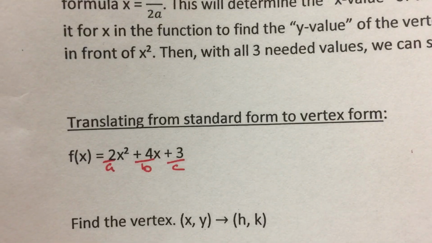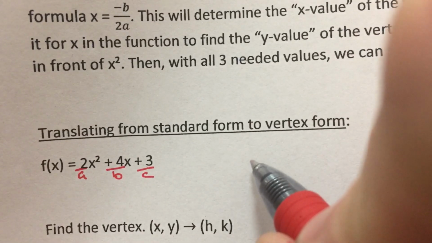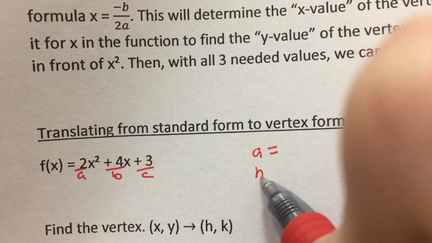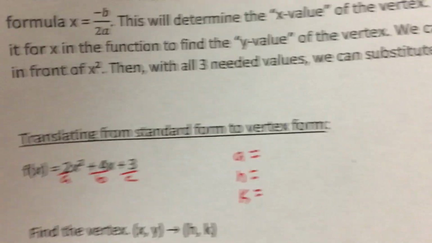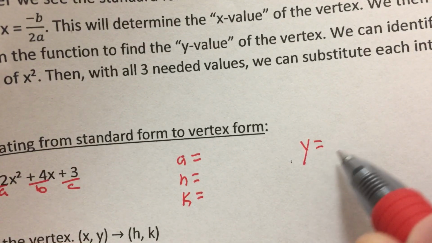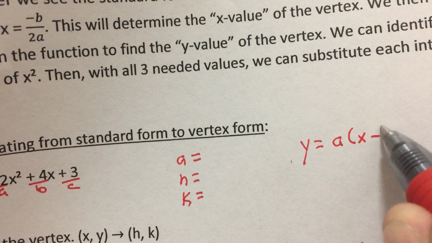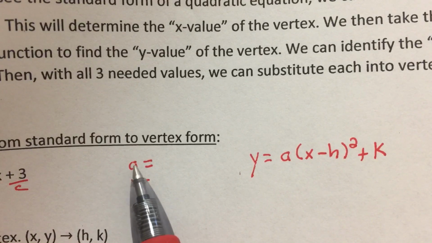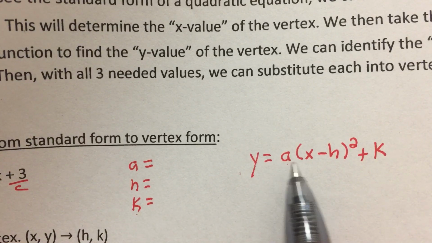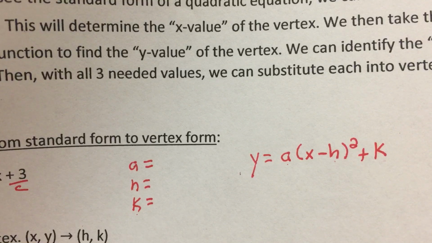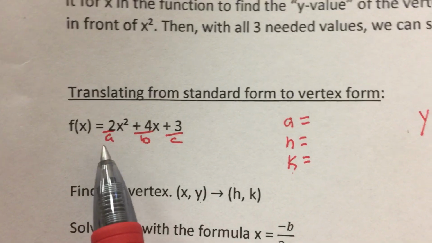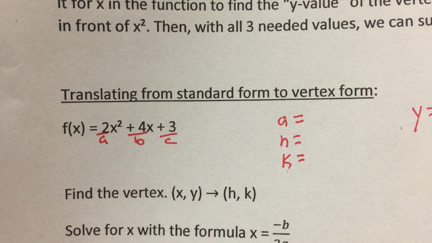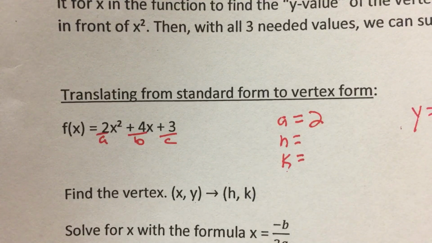And if you're going to convert from standard form to vertex form, you need to know these three things: A, H, and K. Because the generic version of vertex form is y equals A parentheses x minus h squared plus k. So if we can identify these three numbers, we can plug them in here, here, and here, and we will be done with this problem. So to start with, we already know what A is. A is the number that's in front of x squared. So A is equal to 2 in this situation, because 2 is the number in front of x squared. But the H and the K require a little bit of math.